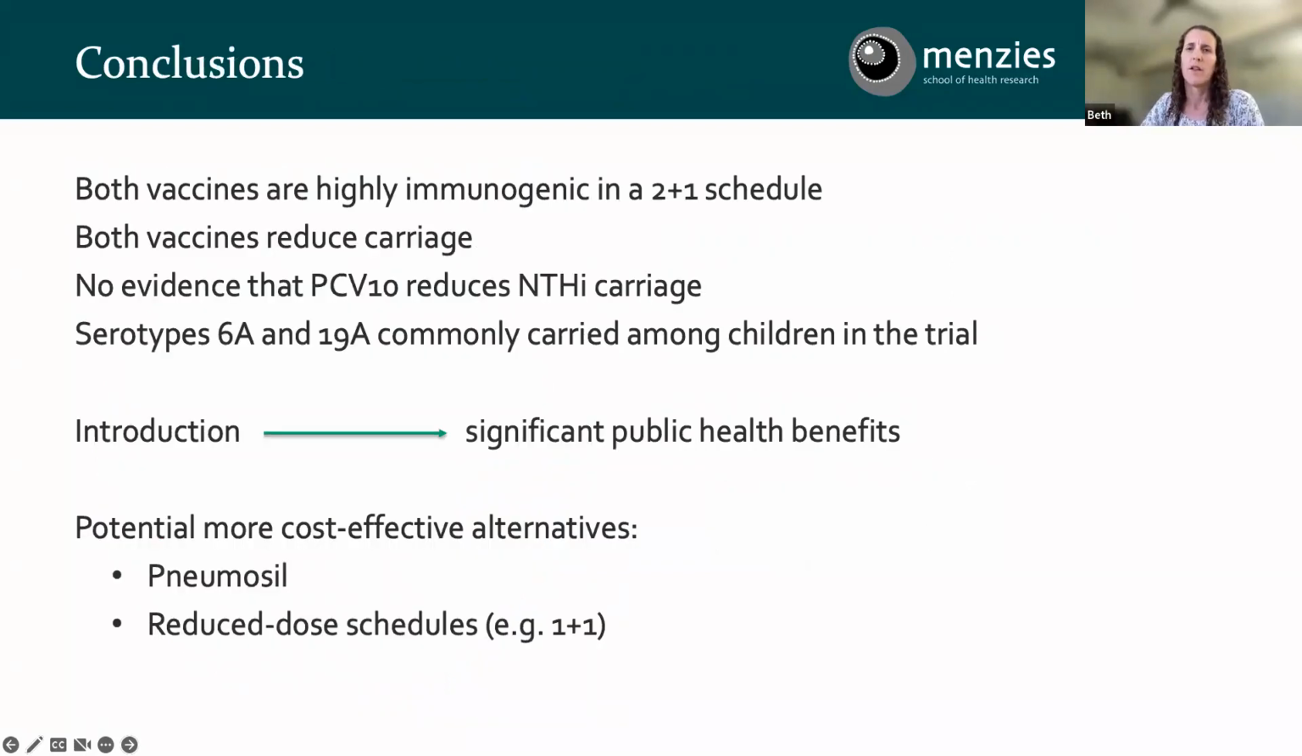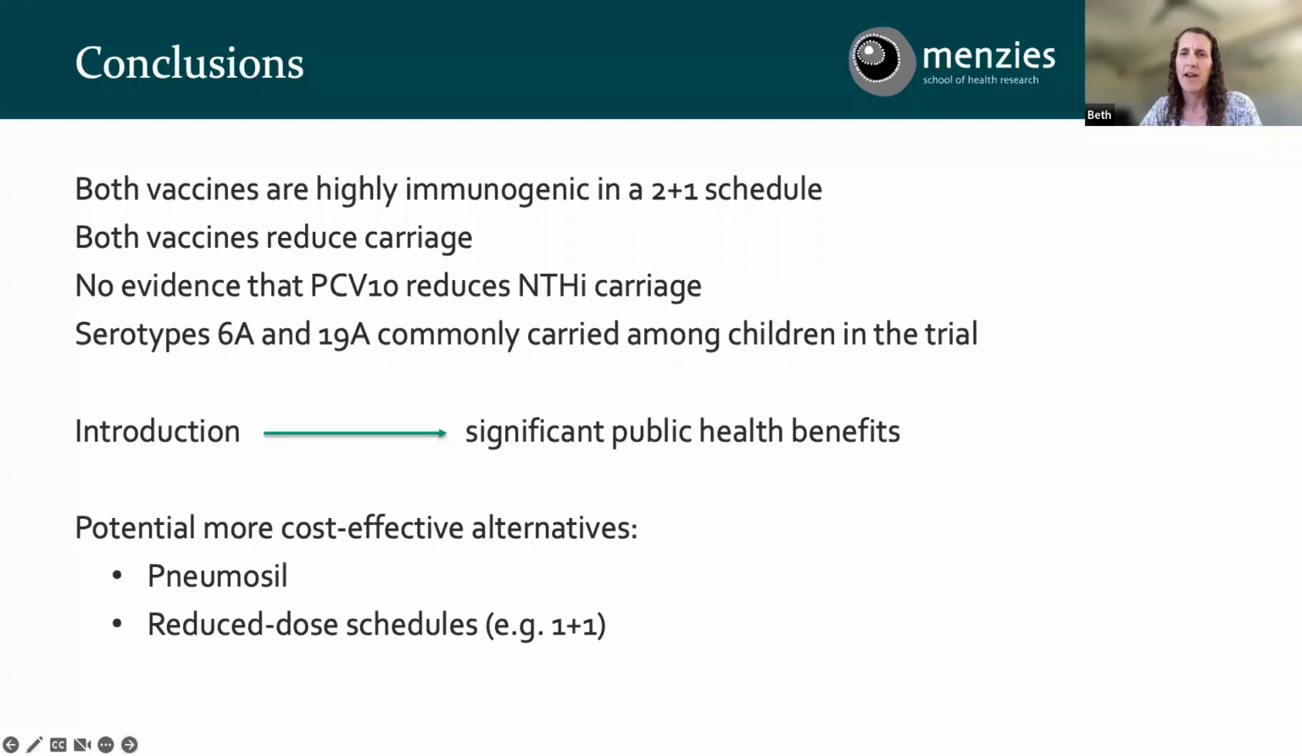So in conclusion, the data from our trial show that both vaccines are highly immunogenic. Responses to the first dose tend to be better with PCV10, and responses to the second dose and booster dose tend to be better with PCV13. But it's not known if this would translate to clinically relevant differences in protection.